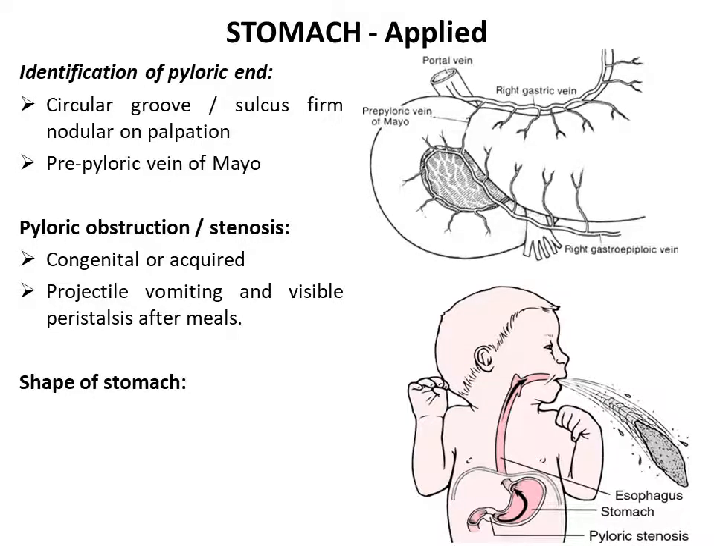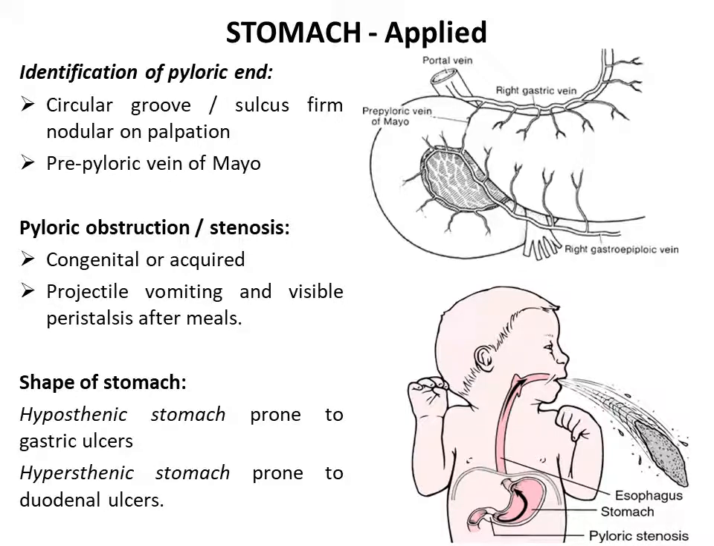The shape of the stomach. A hyposthenic stomach, that is, a small short stomach, is more prone to gastric ulcers, whereas a large long stomach called a hypersthenic stomach is more prone to duodenal ulcers.